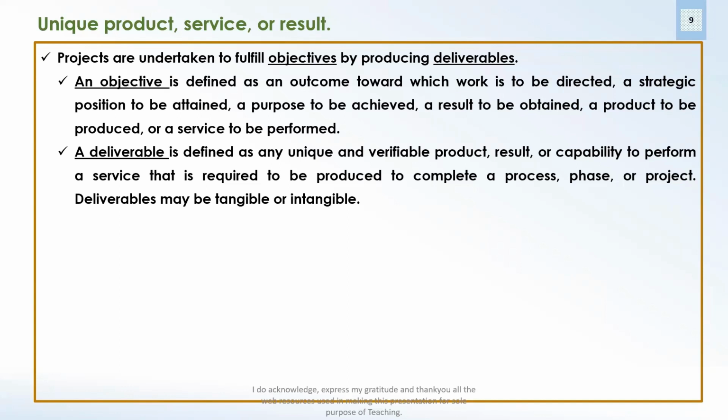A deliverable is defined as any unique and verifiable product. Very important. A unique product, okay? Unique means it could be the same product, but it becomes unique because that deliverable is giving you a change in your market position. And verifiable, visible clearly. You can verify the product or a result.